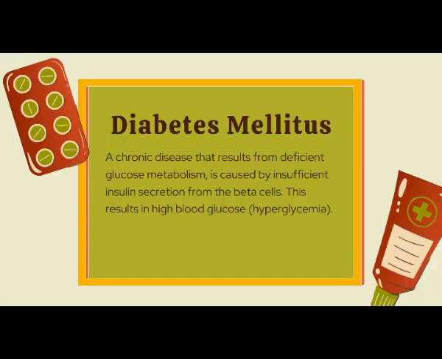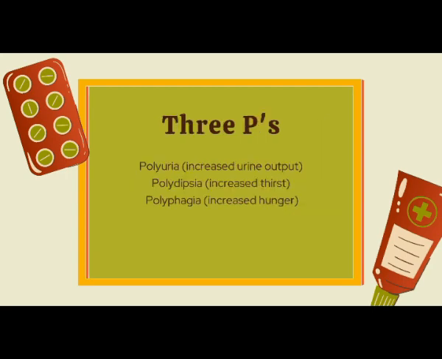Diabetes mellitus is a chronic disease that results from deficient glucose metabolism, is caused by insufficient insulin secretion from the beta cells. This results in high blood glucose or hyperglycemia. The 3Ps include polyuria, which is an increased urine output, polydipsia, an increased thirst, and polyphagia, an increased hunger, which are the main symptoms of diabetes. Individuals experiencing these symptoms should seek medical attention immediately.